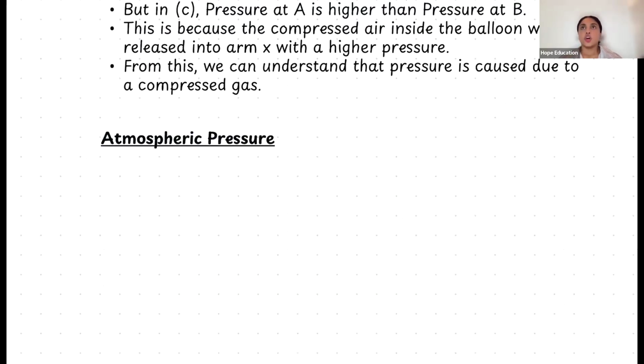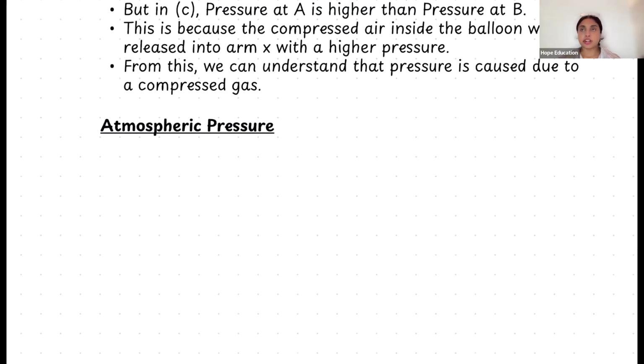Atmospheric pressure. So, just like in liquids, do you remember that if you take any point, the pressure of the liquid at that point depends on the height of the liquid column above that point? That is h rho g. Similarly, if you take the atmosphere, the atmosphere is everywhere, right?